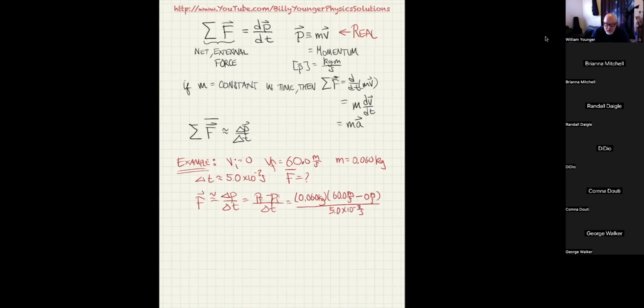And I think you can see the units are going to work out to kilograms meters per second, and then you're going to divide that by second. So you get kilograms meters per second squared, which is in fact exactly equal to a Newton. So 0.060 times 60 is 3.6. And now I'm going to divide that by 5e to the negative 3. And that gives me 720. So the force is about 720 newtons.